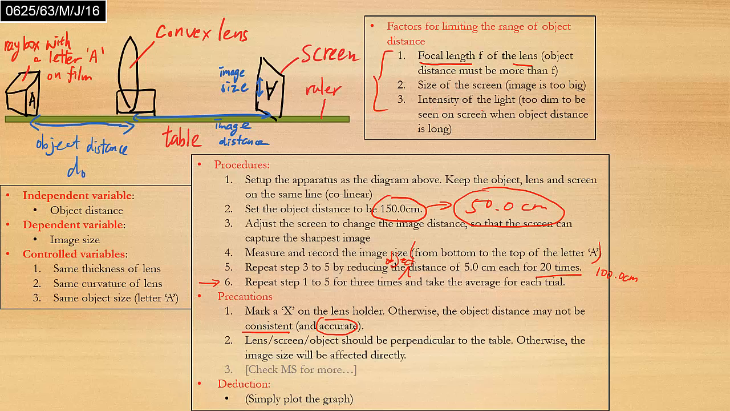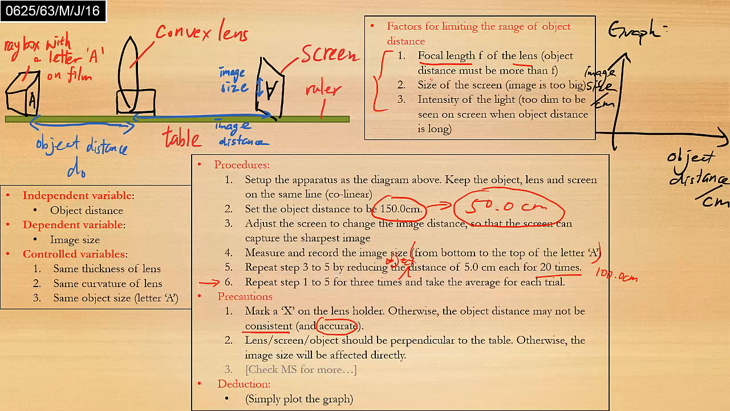Number three is the intensity of the light, because when you move the ray box far from the lens, it might be too dim, since it travels such a long distance, and the light will get dimmer and dimmer for a longer distance, so it might not be enough if the intensity is relatively low. So of course you want a strong intensity of light, but it would be a limiting factor.